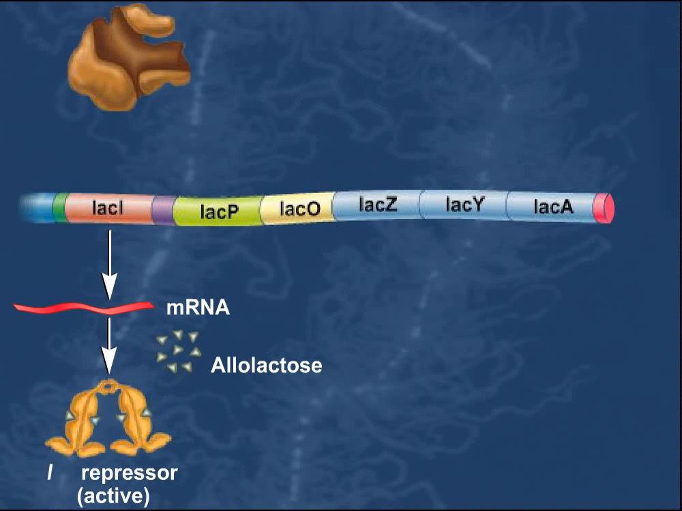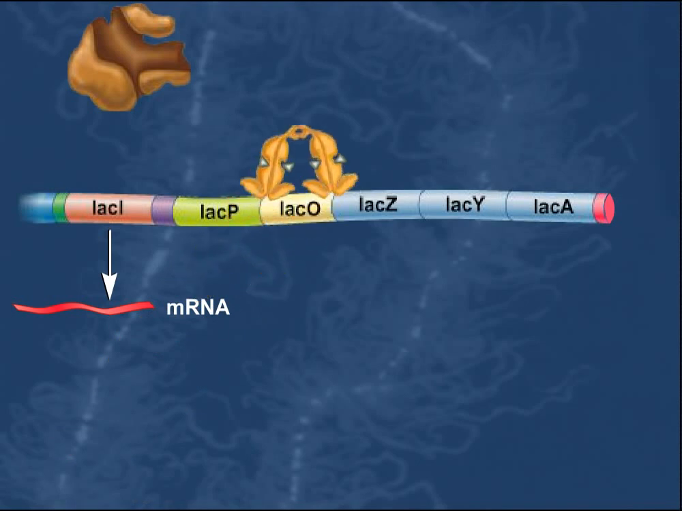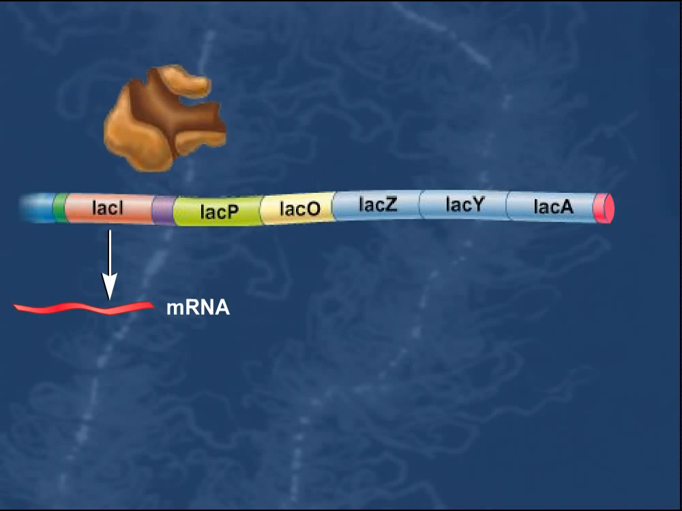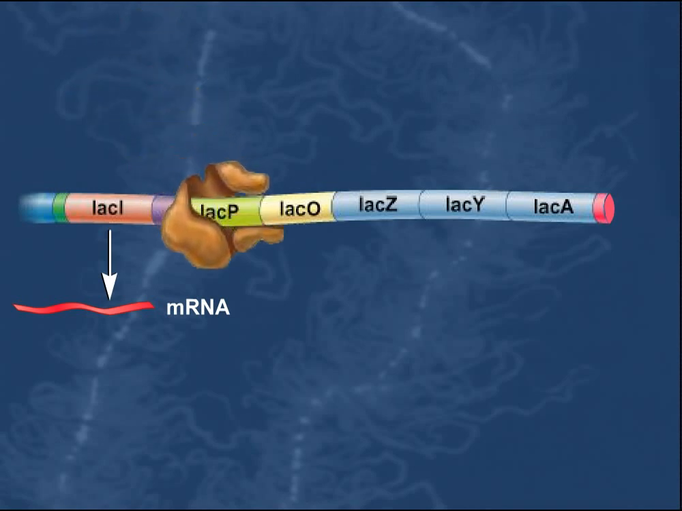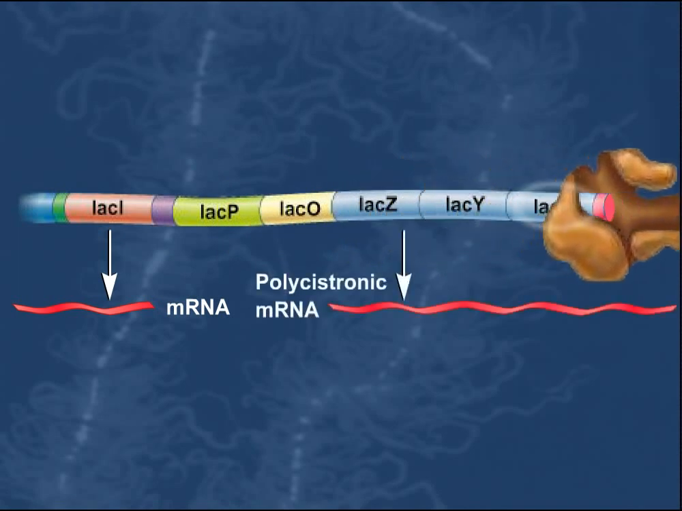This causes a conformational change in the LAC repressor protein that prevents it from binding to the LAC operator site. Inactive LAC repressor is unable to bind to the LAC operator site. Without an active LAC repressor bound to the LAC operator site, RNA polymerase is able to bind to the promoter, and a polycistronic messenger RNA is transcribed that includes the LAC-Z, LAC-Y, and LAC-A genes.